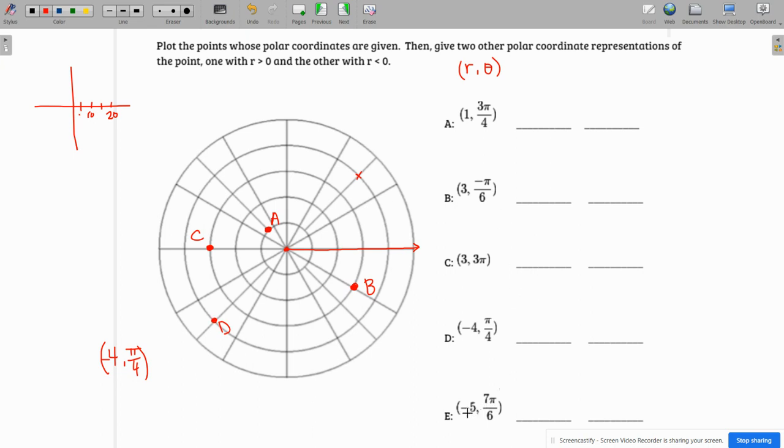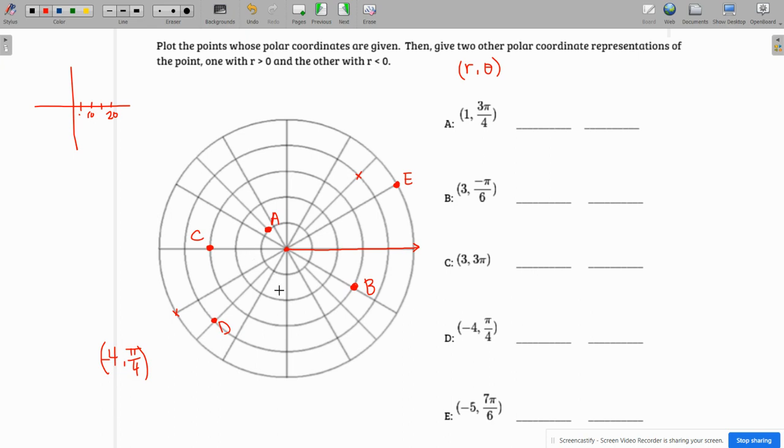So let's try it again with -5, 7 pi over 6. Well, if it were 5, 7 pi over 6, here's 7 pi over 6. So 1, 2, 3, 4, 5, it would be there. But -5 means we have to cross over the pole in the opposite direction, and we would land right here.